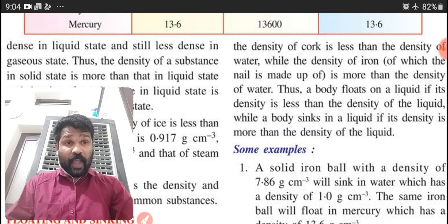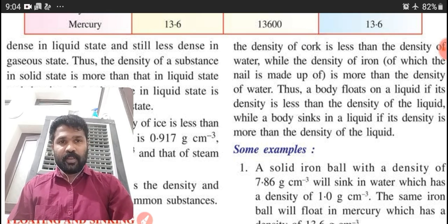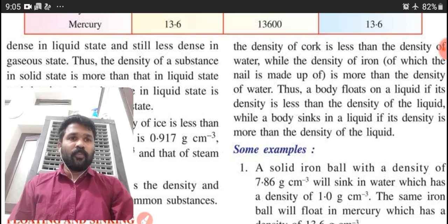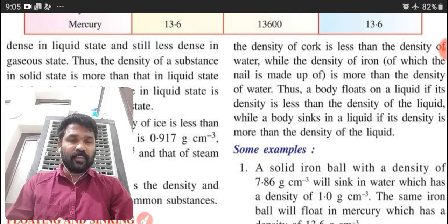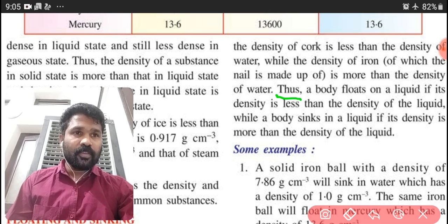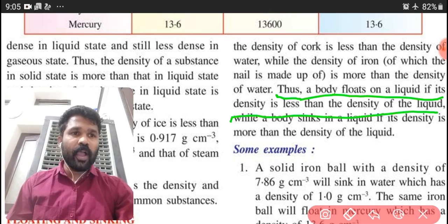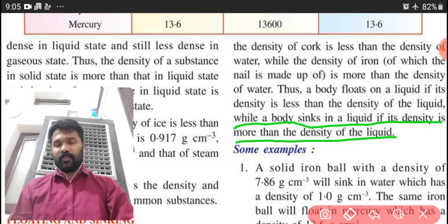While the density of iron is more than the density of water. Thus, a body floats on a liquid if its density is less than the density of the liquid, while a body sinks in a liquid if its density is more than the density of the liquid. Clear? We can conclude this.